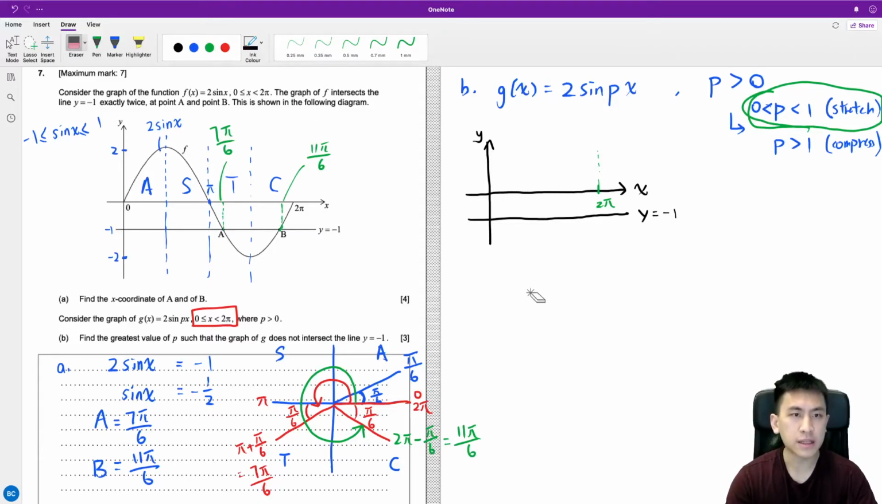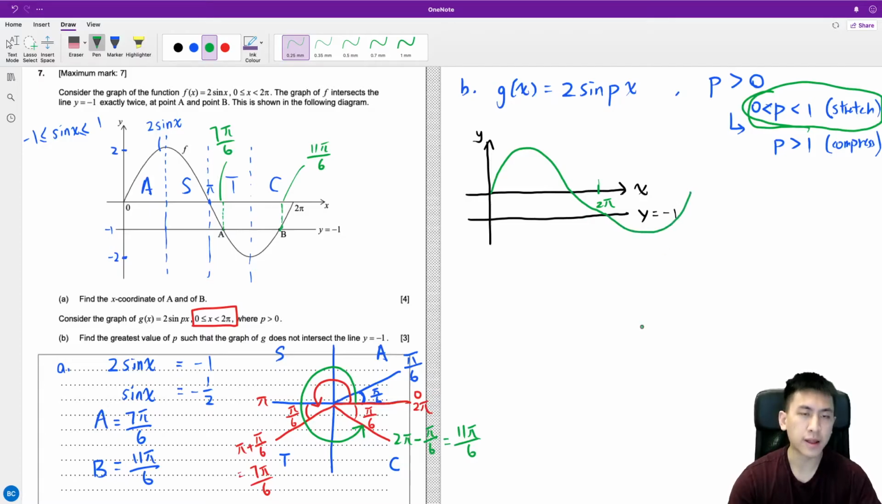Now let me erase this line first, just to make it a little bit more clear. So the optimal way to stretch the graph is to do something like this, right? Imagine if the graph is stretched just enough so that before 2 pi, it goes to that, right? Because I mean, we can continue, it would be that, right? Yeah, that would be g.